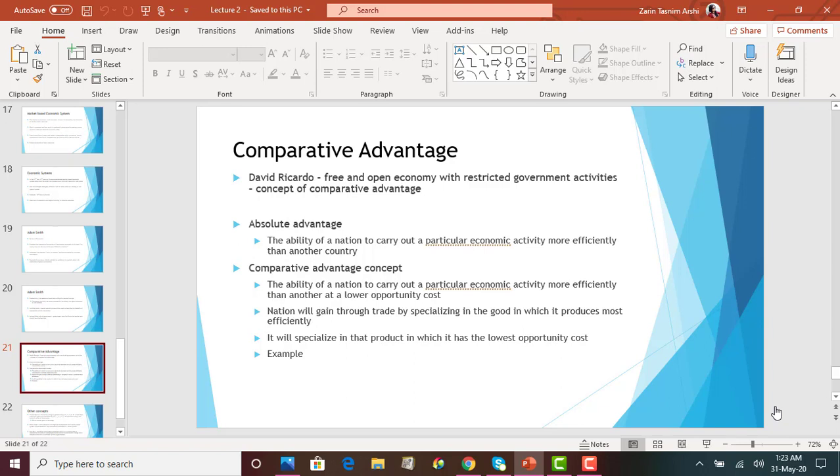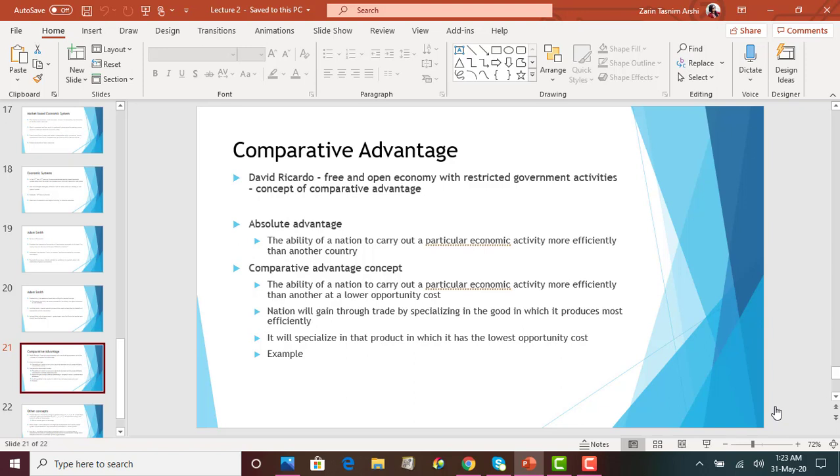Okay, so I'm going to talk about the definitions, and then I'm going to do an example so it is clear to you guys. When we are talking about absolute advantage or comparative advantage, we are basically comparing one country to another. So make sure you understand this. Absolute advantage means the ability of a country to carry out a particular economic activity more efficiently than another.